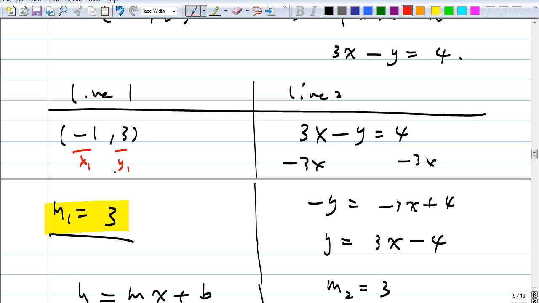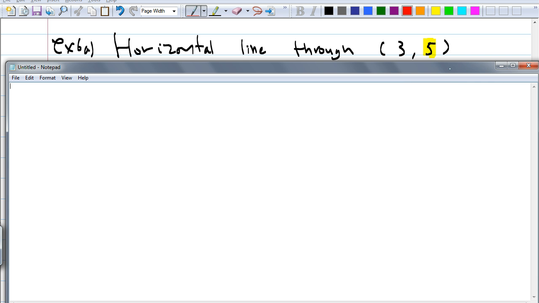Now, this last one you really want to pay attention to, because it's really simple, but sometimes people mess up. Okay, here we go. So take a look at this example. There are 2 parts. Example 6a. It says they want you to find the equation of the horizontal line through (3, 5). They want you to give them the equation. Horizontal line through (3, 5).